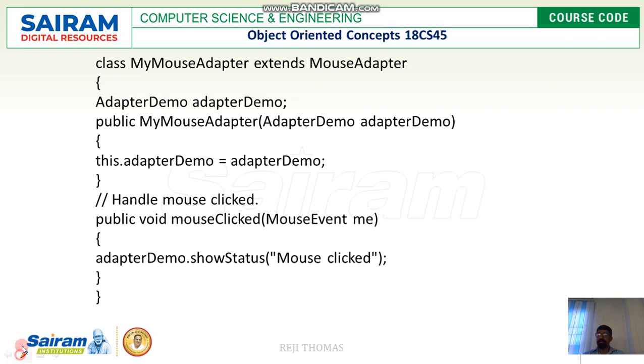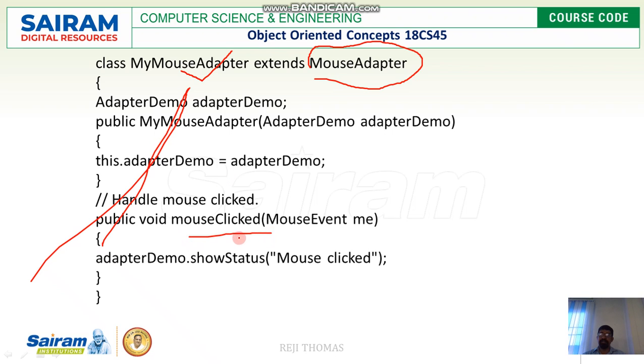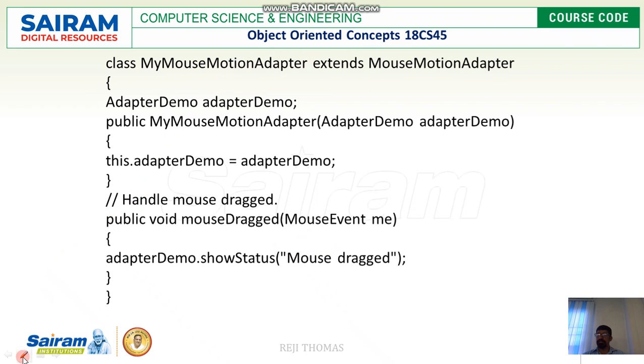Then we have taken another class called MyMouseAdapter, which extends MouseAdapter, where we have a method called mouseClicked, and when the mouse is clicked it has to show a status called mouse clicked. There is another class called MyMouseMotionAdapter. This extends MouseMotionAdapter. There also we have a method called mouseDragged, and it is going to show the status when the mouse is dragged.